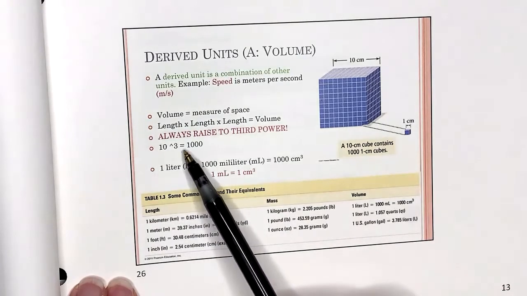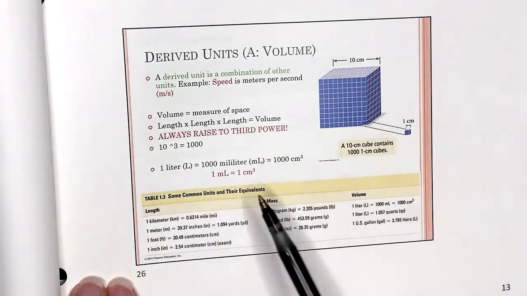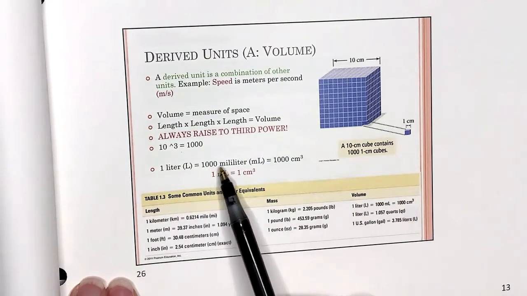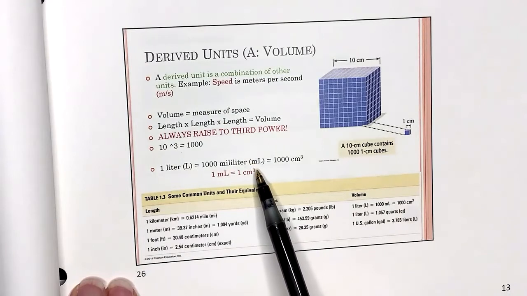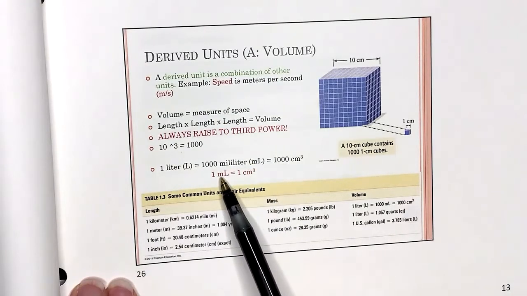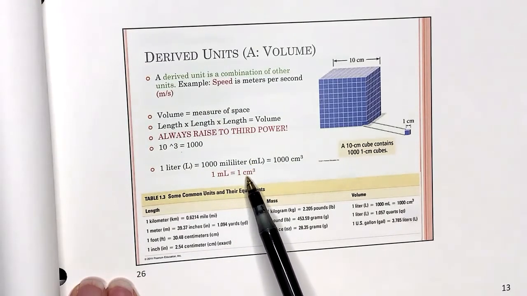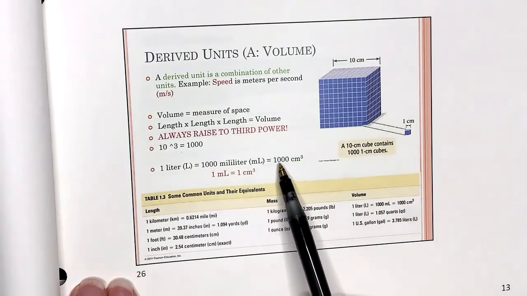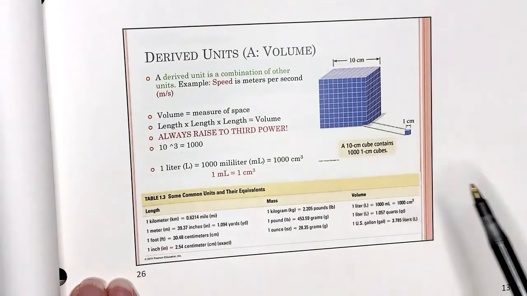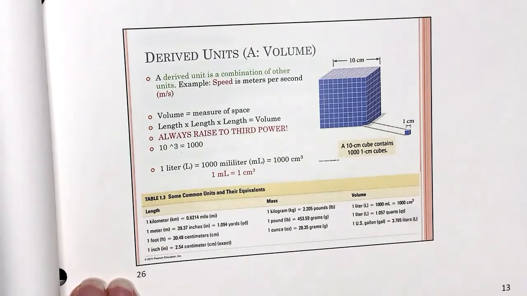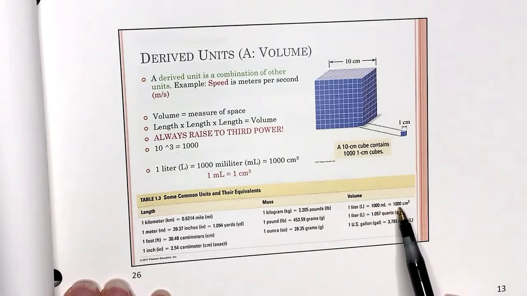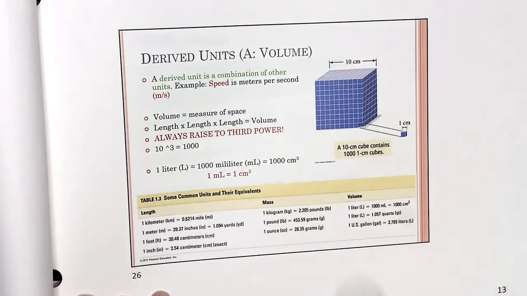So when it's 10 to the power 3, you get 1,000. One thing I want everyone to memorize here is that 1 liter is 1,000 milliliters, and 1 milliliter is 1 centimeter cubed. So if 1 liter is 1,000 milliliters, that's 1,000 centimeters cubed. It will save you a lot of time when you have to convert stuff. This one I want you to memorize: 1 liter, 1,000 milliliters, is 1,000 centimeters cubed.